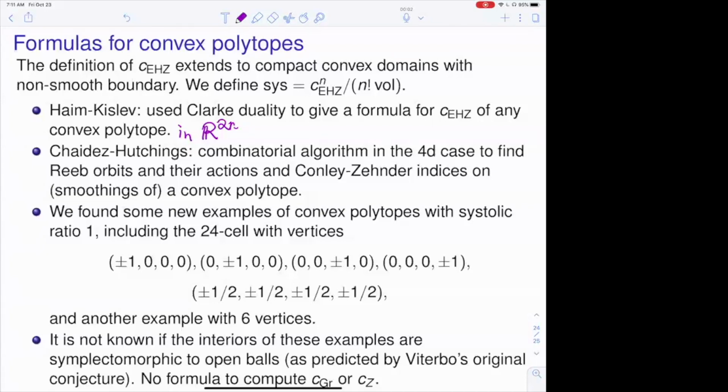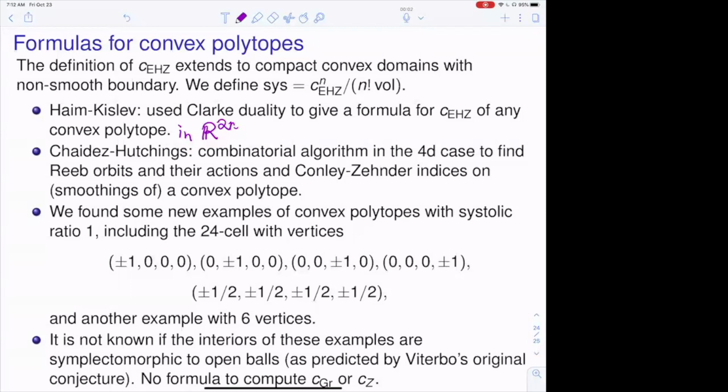So if you want to test some conjecture, then we can compute these Reeb orbits for a polytope, and then we tested by computer to see if the weak Viterbo conjecture is true, which is maybe the hardest thing to find a counterexample to, because it's the weakest version of the conjecture. In any case, we didn't find any counterexample. However, we did find some interesting examples where the systolic ratio equals 1.